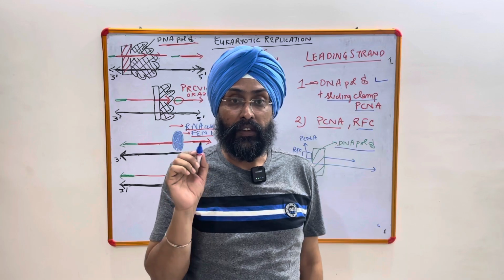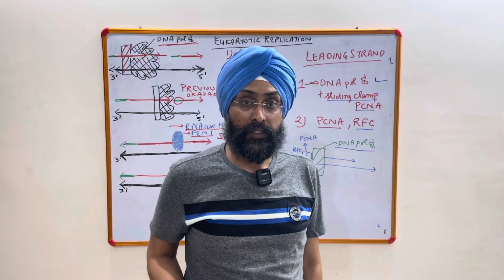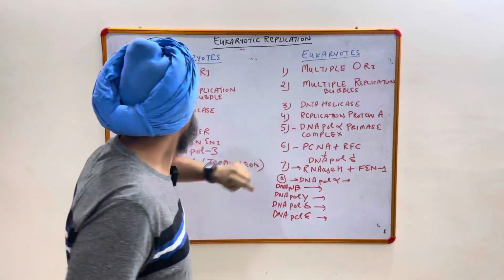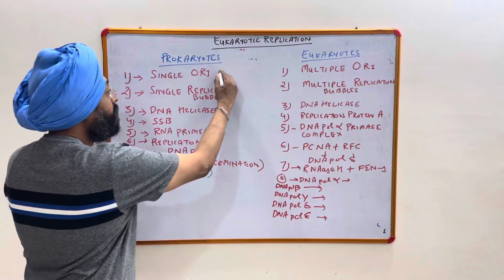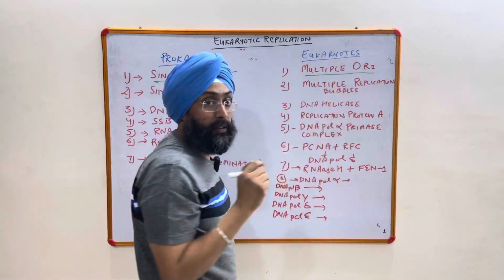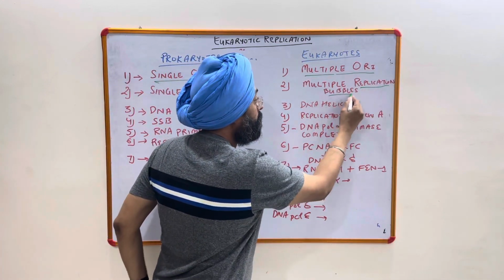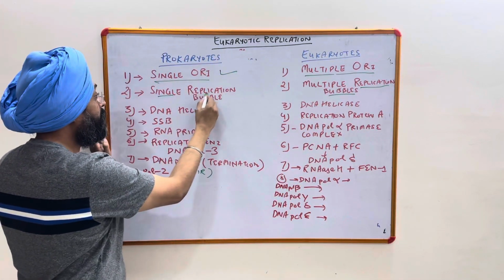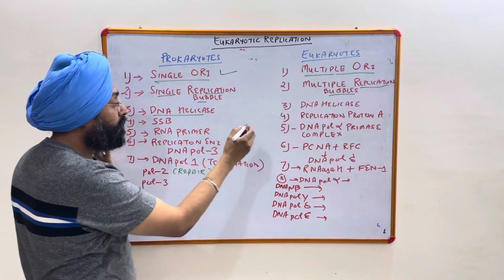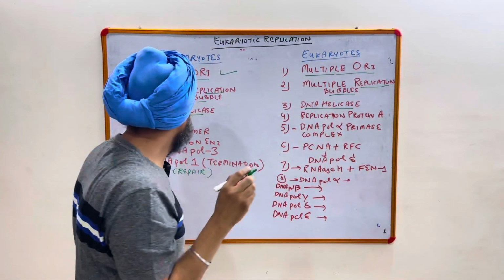Now let me start with the differences between prokaryotic and eukaryotic replication so that you can revise well. In prokaryotes, there is a single region of replication. In eukaryotes, there are multiple regions of replication. Since there are multiple regions, there will be multiple replication bubbles, and there is a single replication bubble in prokaryotes, right? In unwinding, the process is the same, both involve DNA helicase, right?